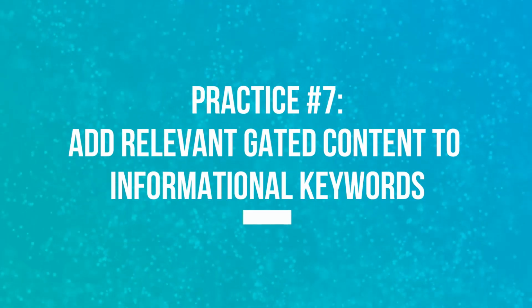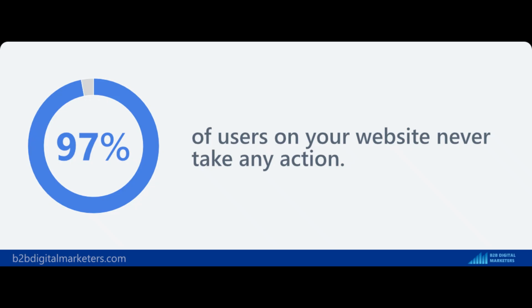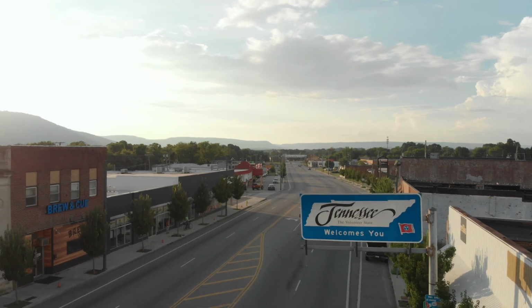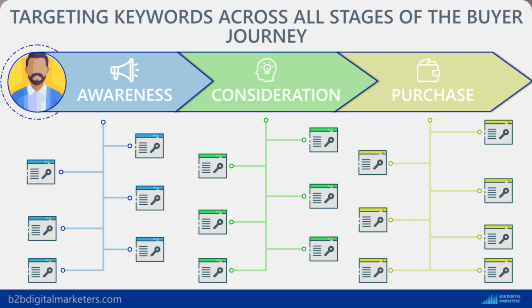And the last best practice for informational keywords I have for you is to add relevant gated content to your informational keywords. Remember, around 97% of users on your website never take any action. As said, informational keywords are not really great at generating SEO leads, but because they have a large search volume, can be easier to target, and they are answering your target audience's questions at the beginning of the buyer journey, they are perfect for adding relevant gated content.